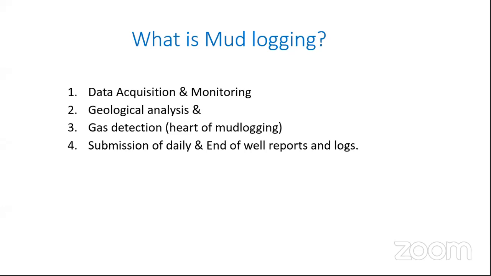I will be focusing mainly on the first part, that is monitoring and the analysis. And then the next one is gas detection. You know that the gas detection system is the heart of mudlogging. In other words, the gas detection system is very important. Why is it important? It is the mudlogging unit only, which is at the rig side, which can detect the gases like the hydrocarbons.